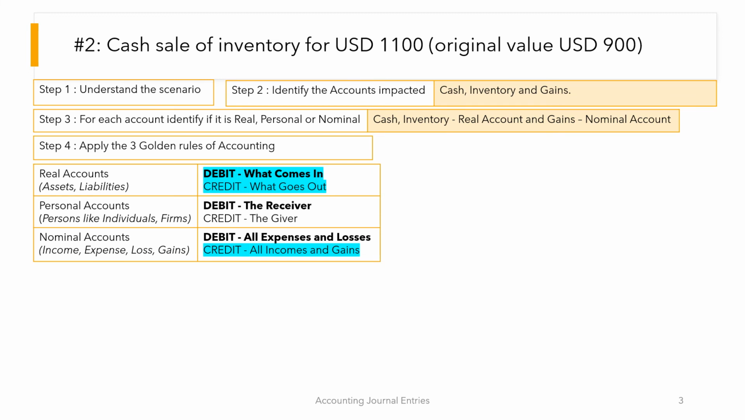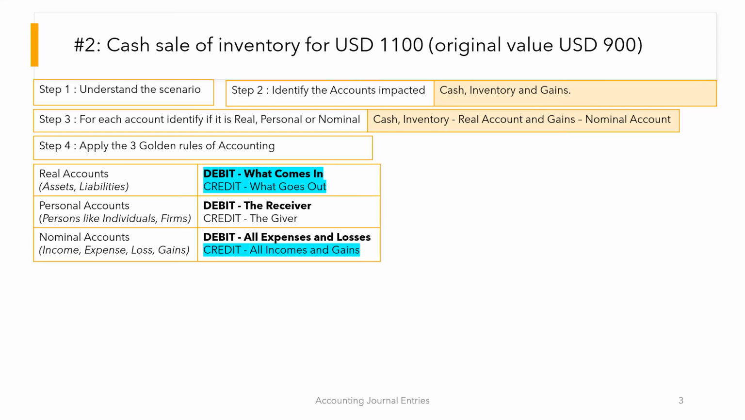So there are three accounts and two rules are getting applied, for real accounts and nominal accounts. Cash, since it is coming in, needs to be debited, and inventory, since it's going out as a sale, we have to credit. And the nominal account, the gains, we credit as per the rule.